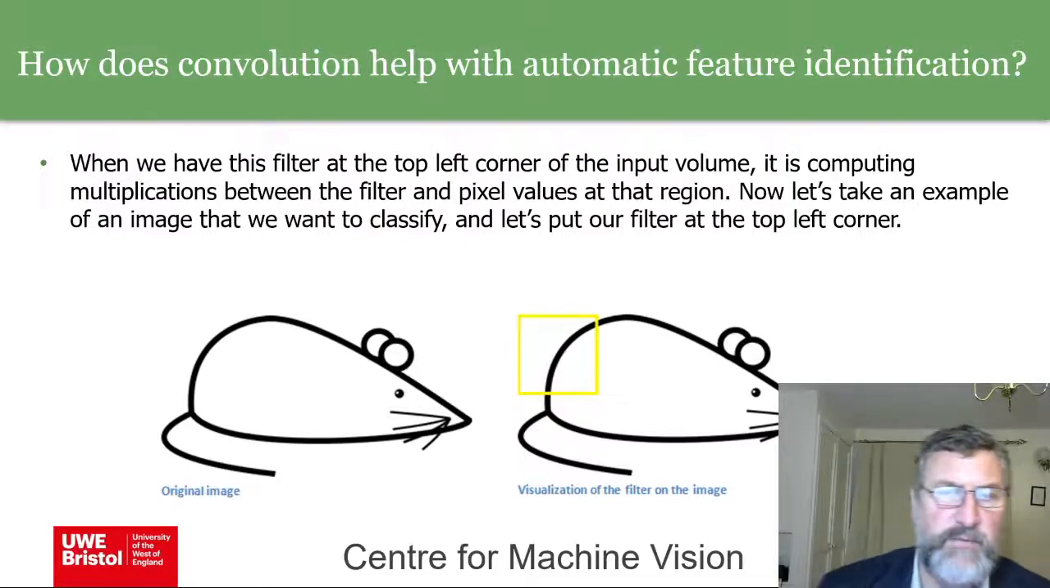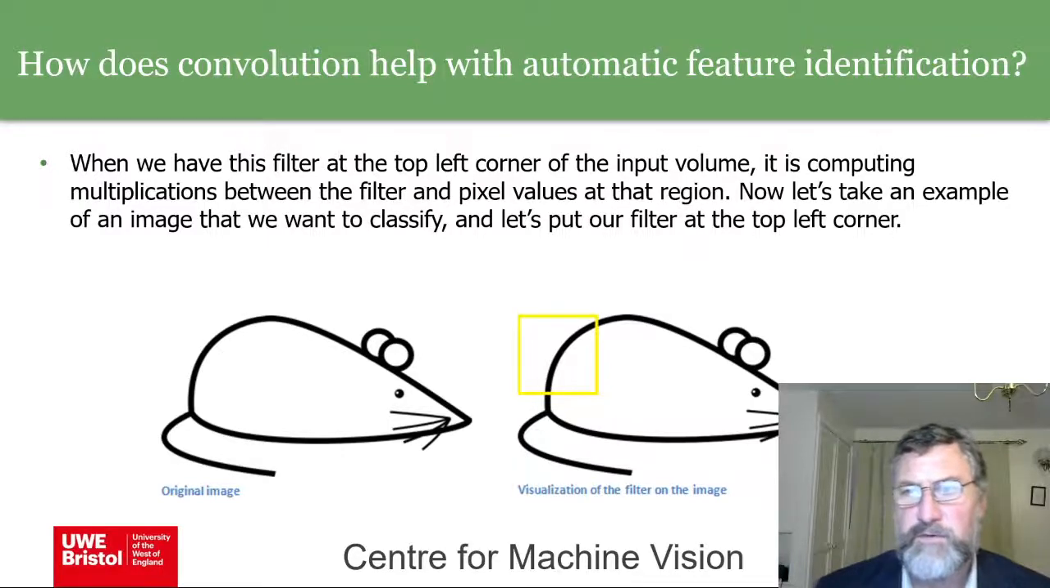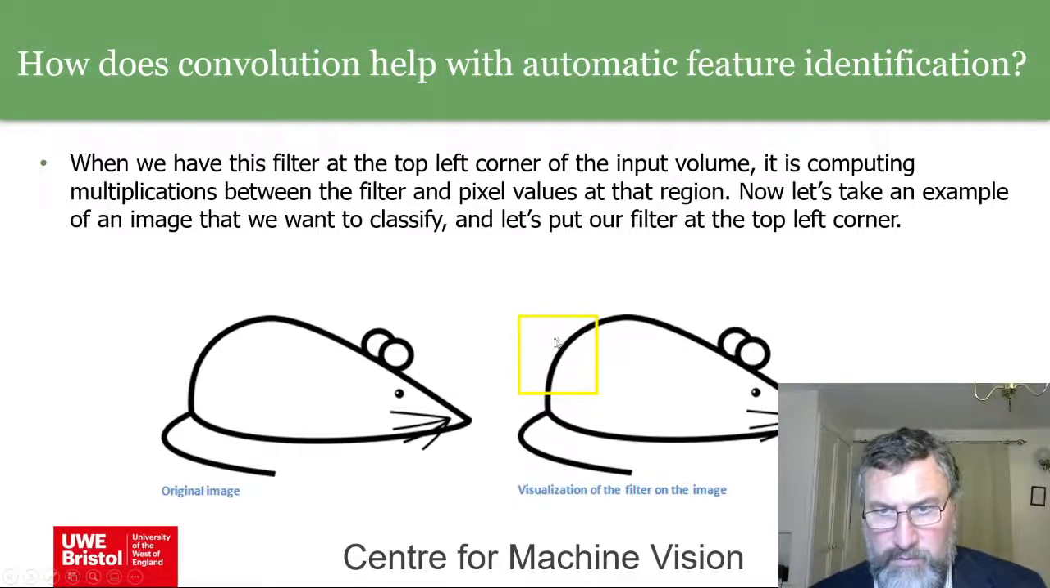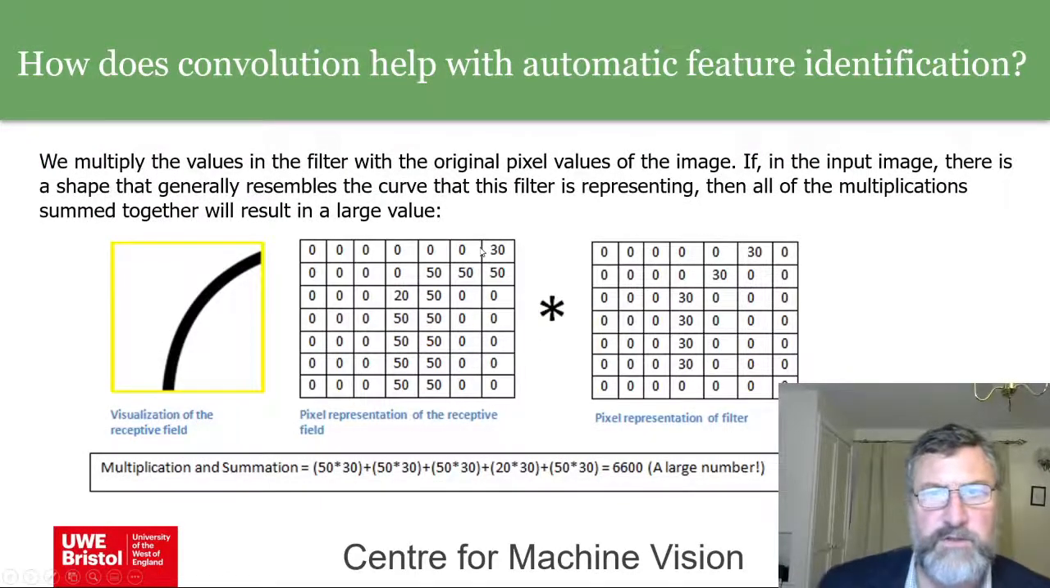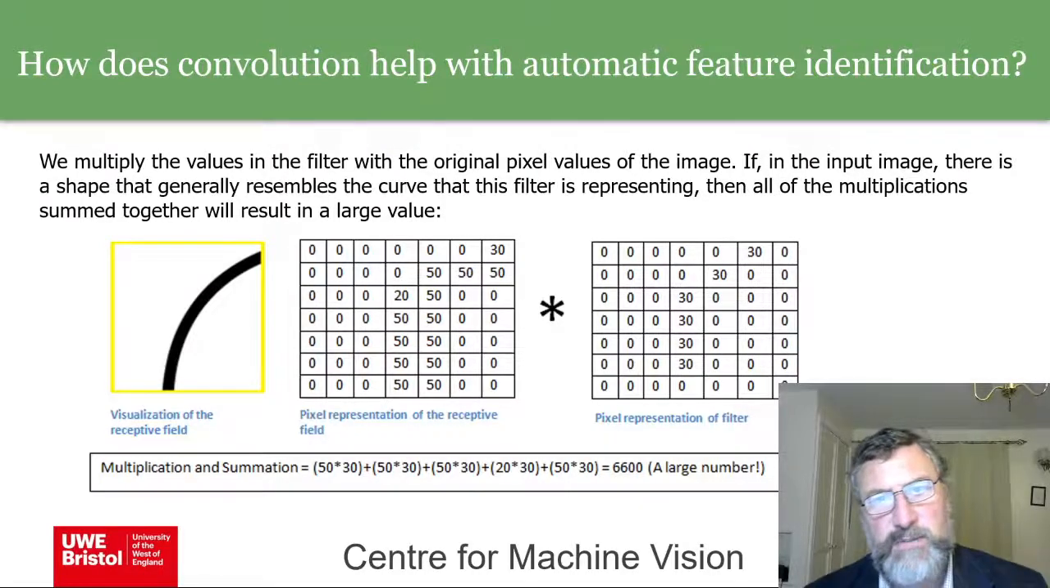Now let's take an example of an image you want to classify, and let's put the filter at the top left corner as it says here. So this is the image we've got of this mouse, and we're trying to work out what's going on at the top left corner of this mouse image here, which is where we're applying the filter. So we multiply the values in the filter with the original pixel values of the image then, don't we? This is convolution. If in the input image there is a shape that generally resembles a curve that the filter is representing, then all of the multiplications summed together will result in a large value.